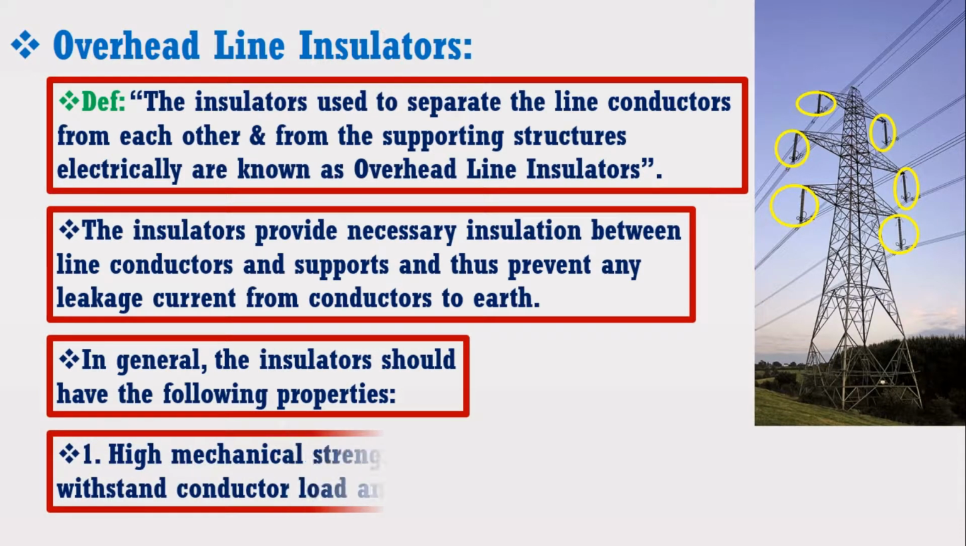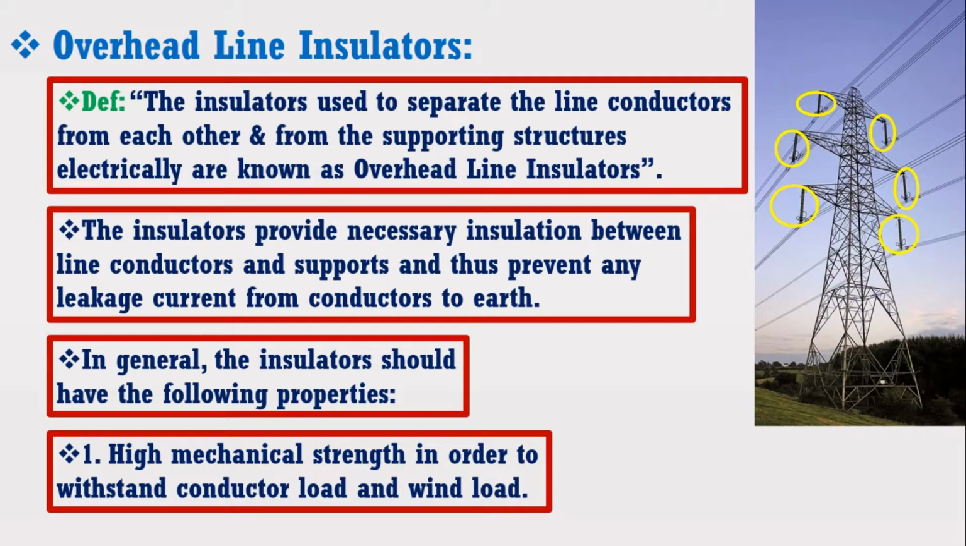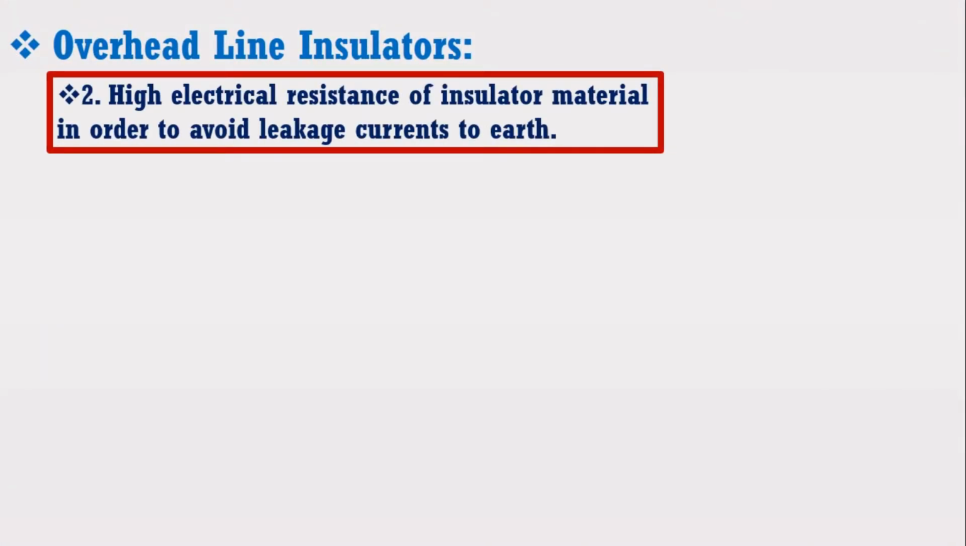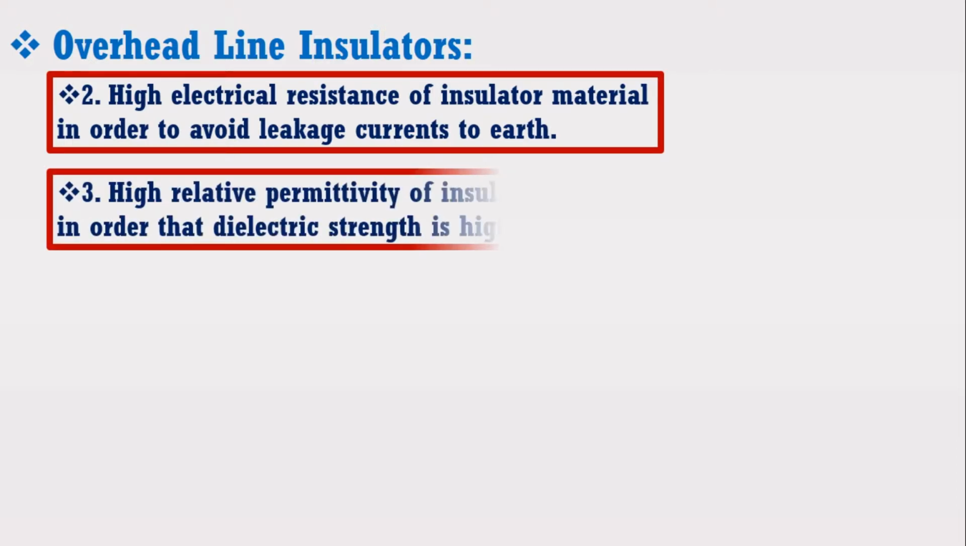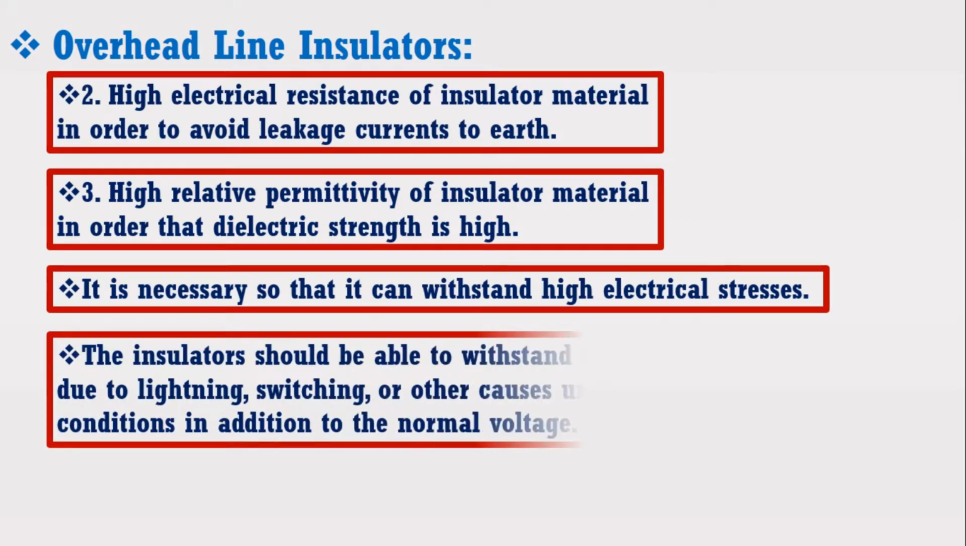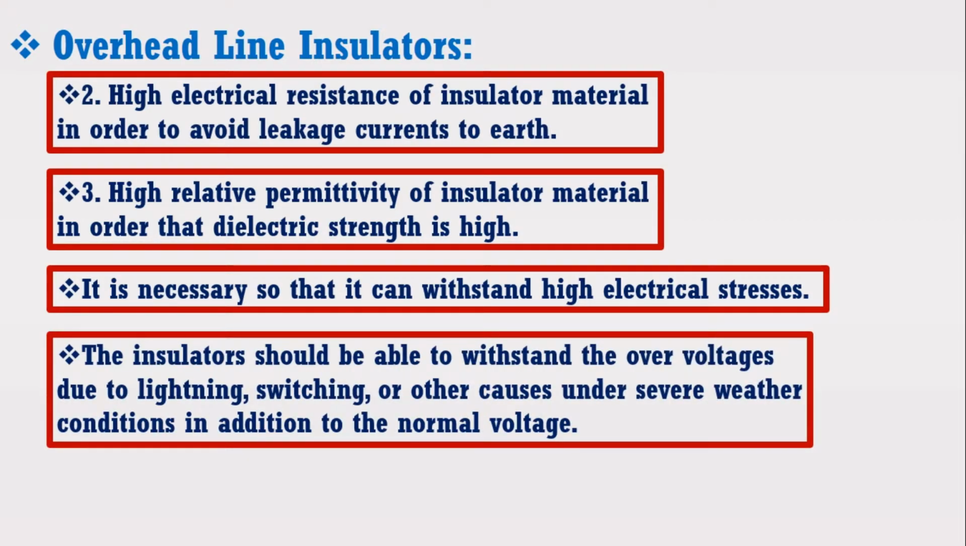Number 1. High mechanical strength in order to withstand conductor load and wind load. Number 2. High electrical resistance of insulator material in order to avoid leakage currents to earth. Number 3. High relative permittivity of insulator material in order that dielectric strength is high. It is necessary so that it can withstand high electrical stresses. The insulators should be able to withstand the overvoltages due to lightning, switching or other causes under severe weather conditions in addition to the normal voltage.